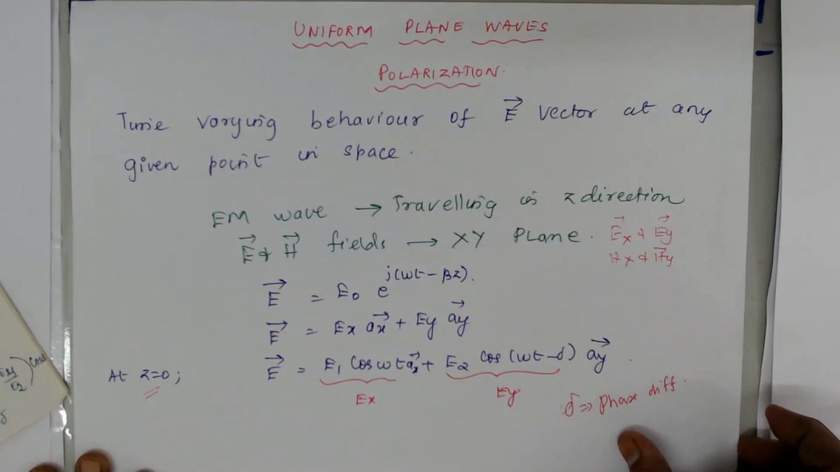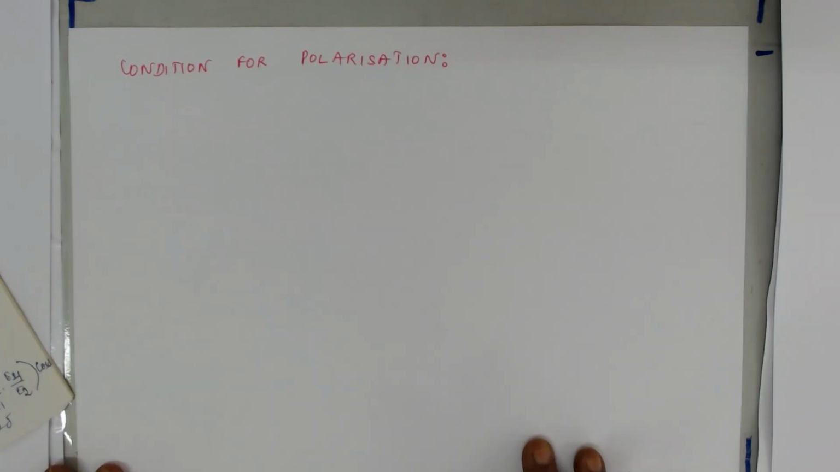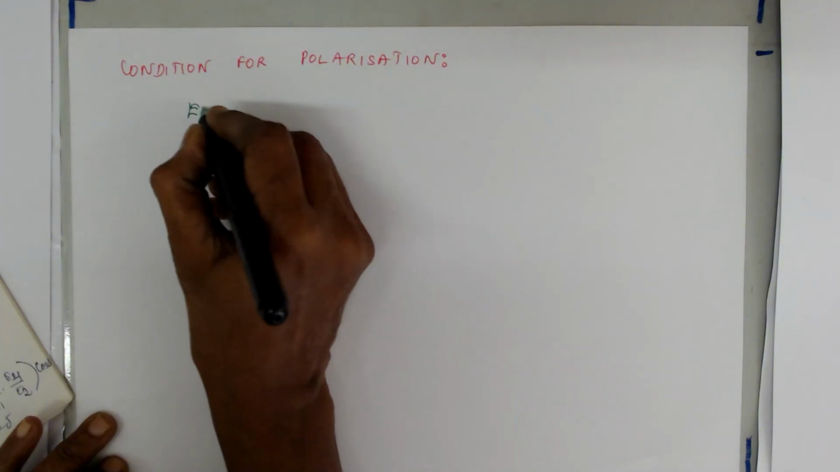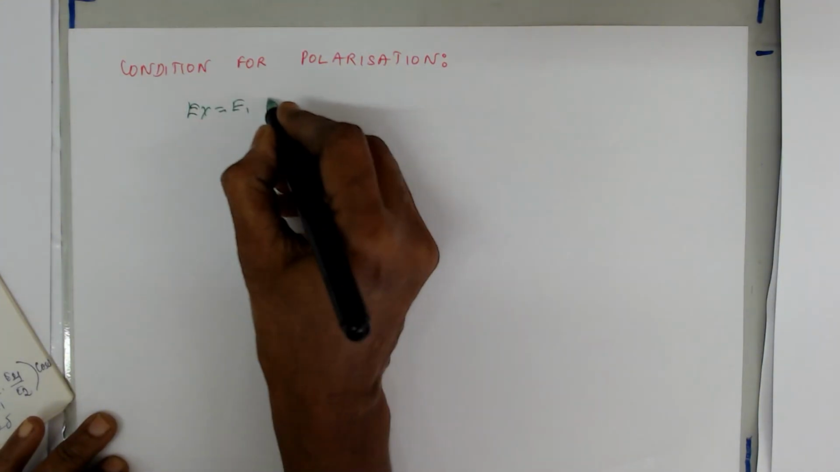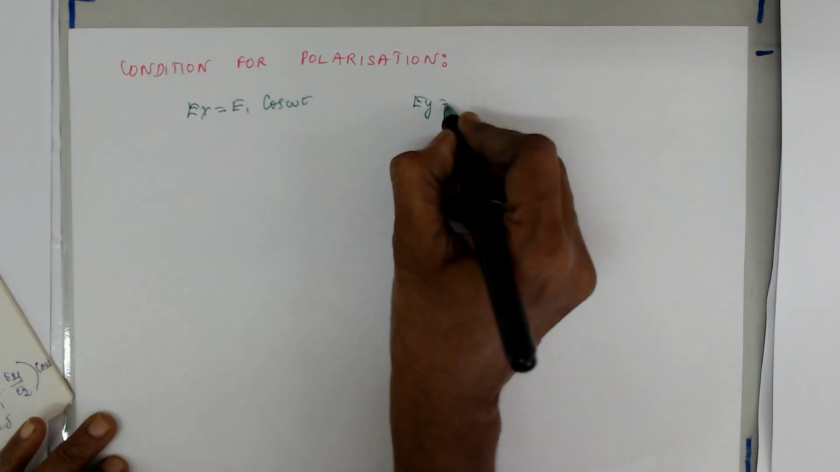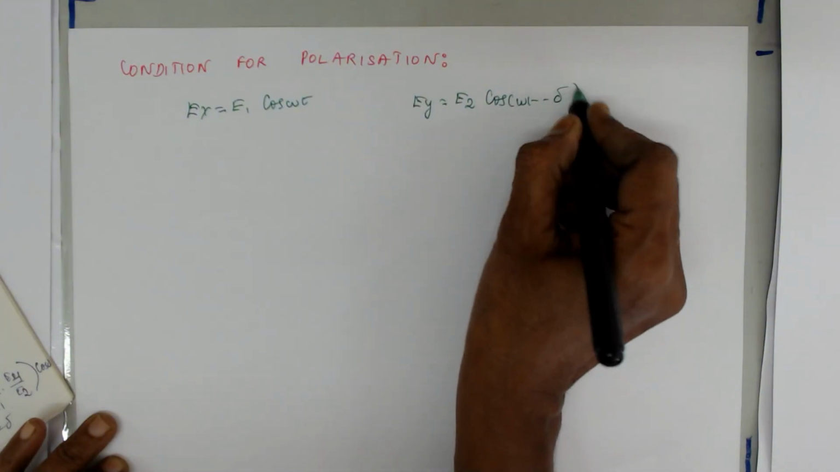With this equation for the uniform plane wave, let us derive the condition for polarization, and from the condition let us talk about three types of polarizations: linear, elliptical and circular polarizations. From the previous equation we can write Ex equal to E1 into cos omega t and Ey equal to E2 into cos of omega t minus delta.